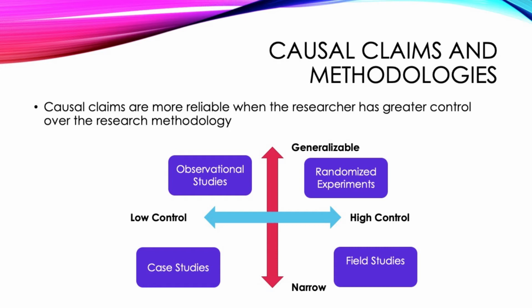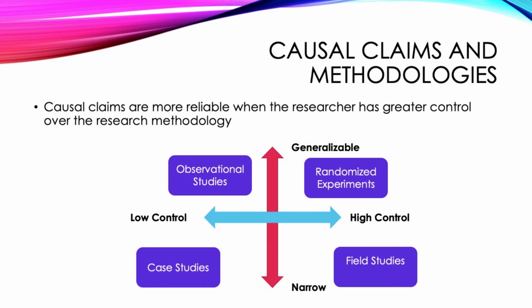So let's just break down these 4 really popular methodological approaches and discuss the different implications they have for the extent to which we can make these causal claims. And one thing that I want to point out here is that you'll notice that there's 2 axes here. The x-axis varies from the amount of control that the researcher has over the cases that they are analyzing. And then the y-axis here varies from generalizable to narrow.